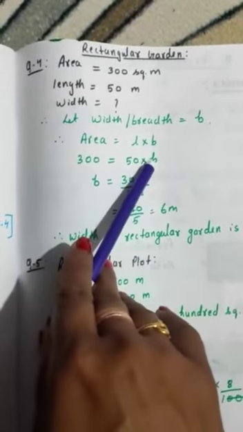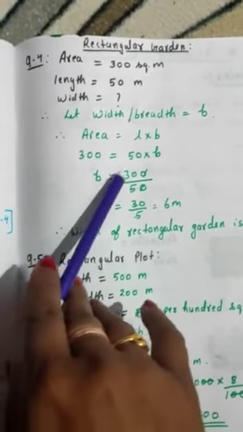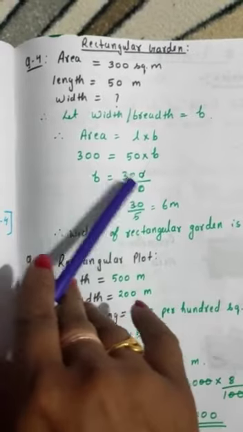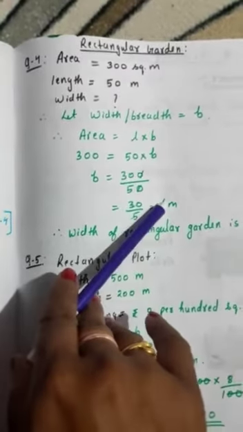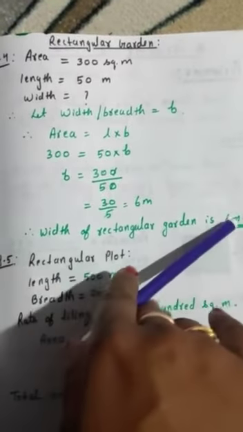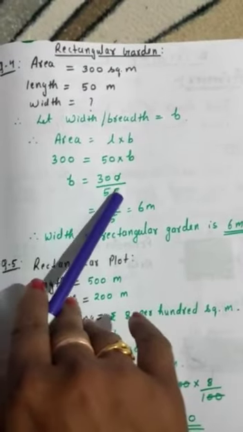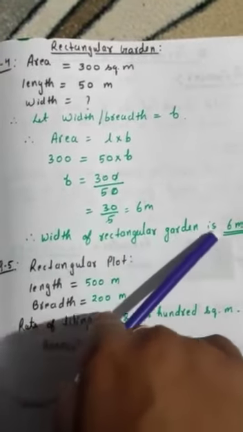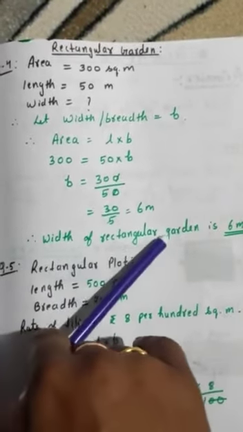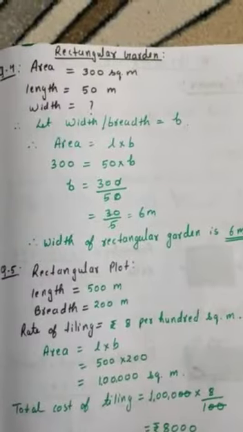Since you want to find the value of B, you will transpose the other things. So B will be 300 upon 50. The 0 and 0 will cancel each other and 5 6s are 30. So the width of the rectangular garden will be 6 meter. Since this was a word problem, please don't forget to write the final statement. The question asked what is the width of the rectangular garden, so it is 6 meter. I hope all of you are getting it.